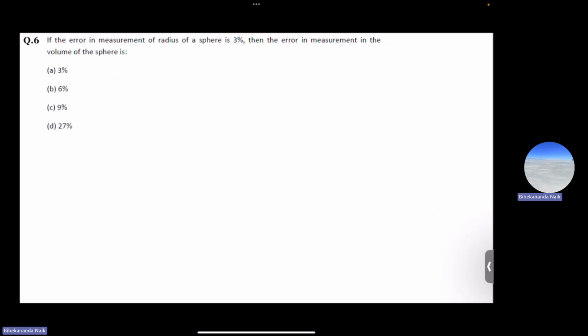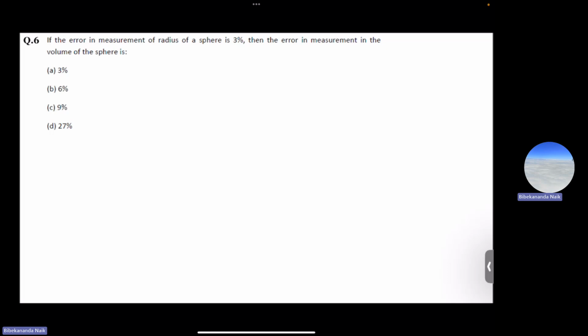I hope this is clear to everyone. Now let's move to question number 6. Question number 6 says, if the error in measurement of radius of a sphere is 3%, then the error in measurement in the volume of the sphere. Options are option A 3%, option B 6%, option C 9%, and option D 27%.